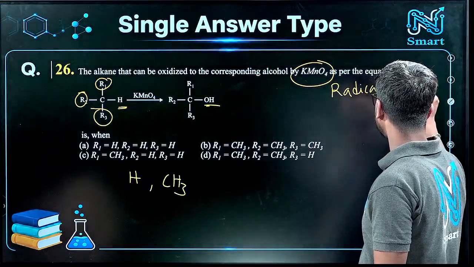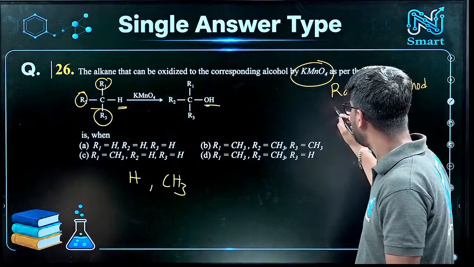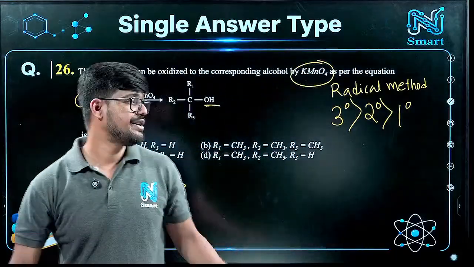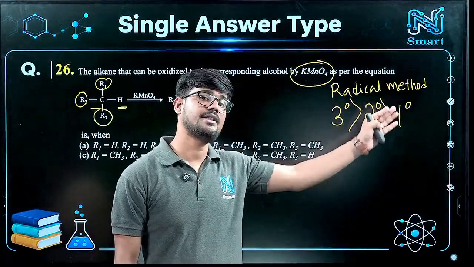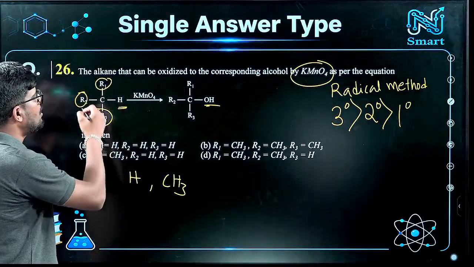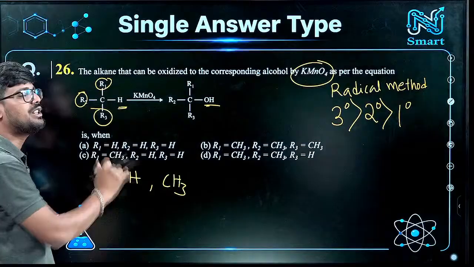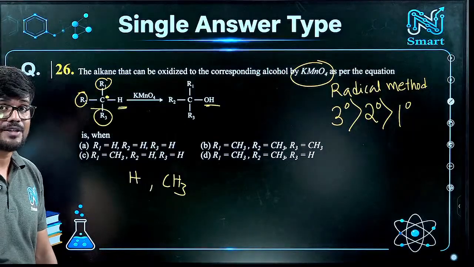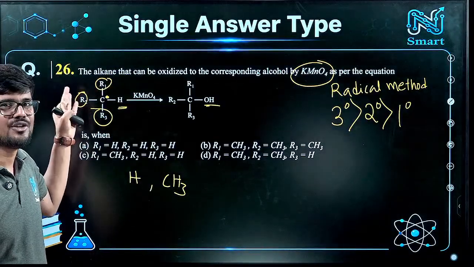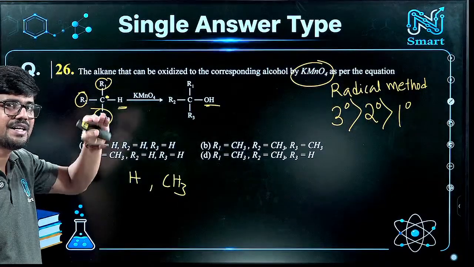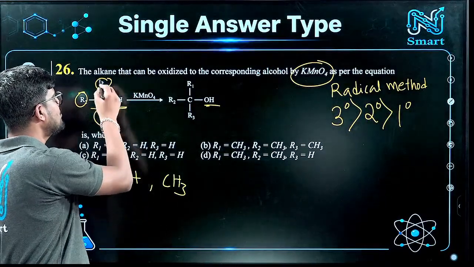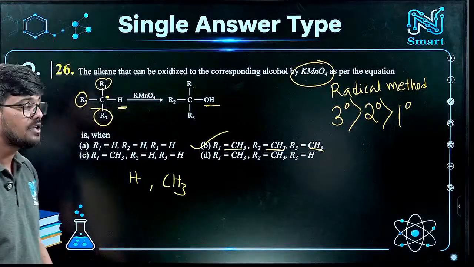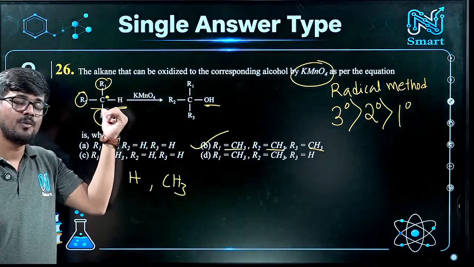Radical method. And whenever we consider radical method, 3 degree radical is more stable than 2 degree and then 1 degree. 3 degree or tertiary radical is more stable than secondary and then primary. Now just check, if you replace all R with methyl CH3, then it will become tertiary and this radical will become very stable, right? And if you replace this R with hydrogen, that means stability will be decreasing. So just check in which case we have all R group with methyl. So option B will be the correct answer, because in this case only tertiary radical will be produced, which is very much stable.